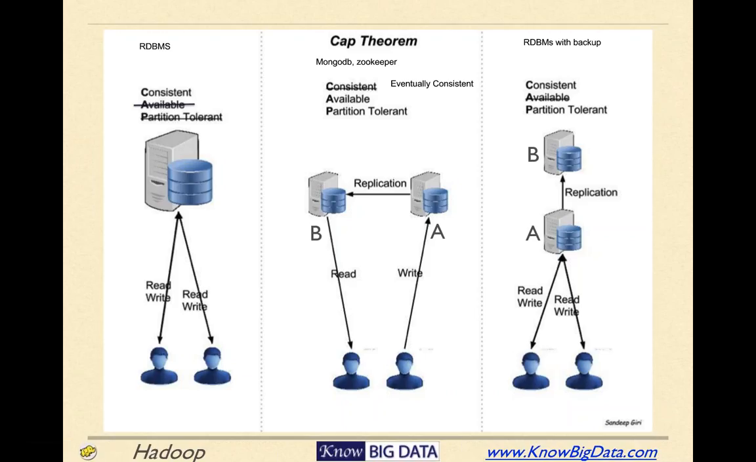RDBMS with backup, as in you have one machine A, all the users are writing to A, and the data is getting replicated to B. All the users are reading and writing from A, while a copy is kept in the background. So every time we make any change at A, the data gets pushed to B. In case we lose A, we can bring B back.